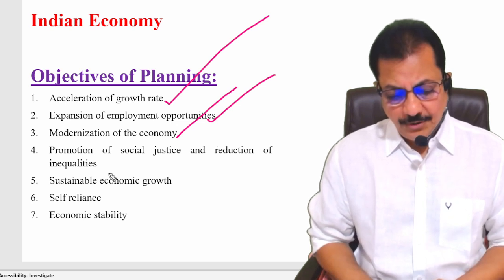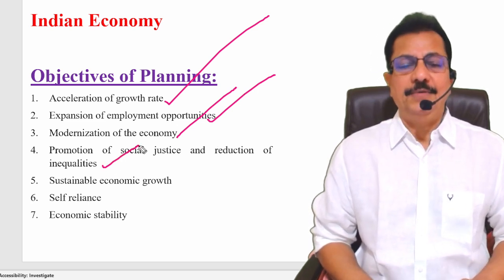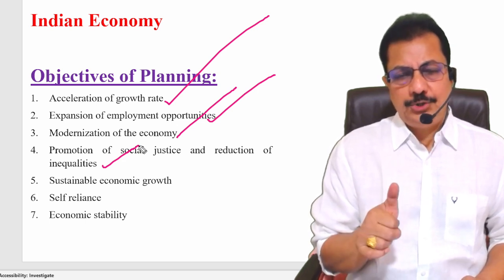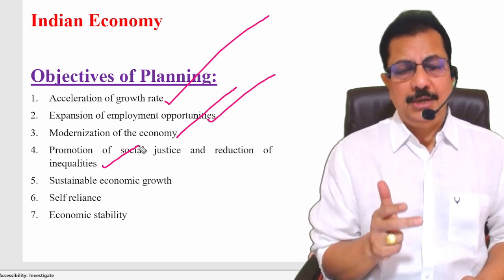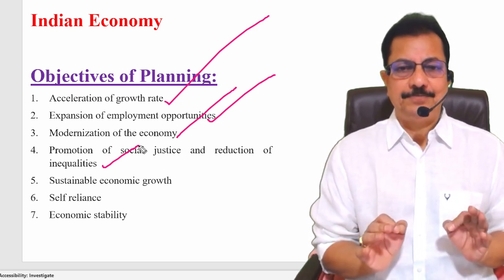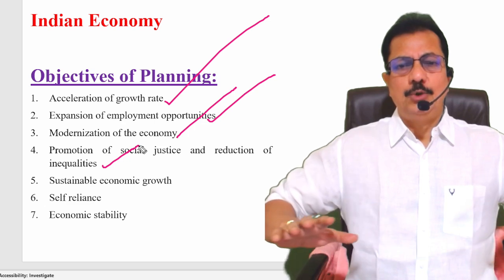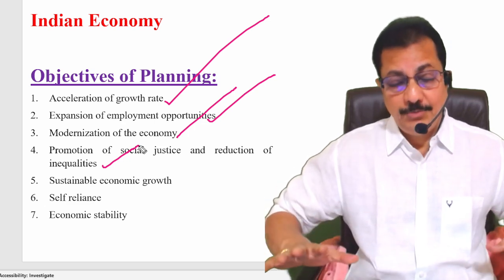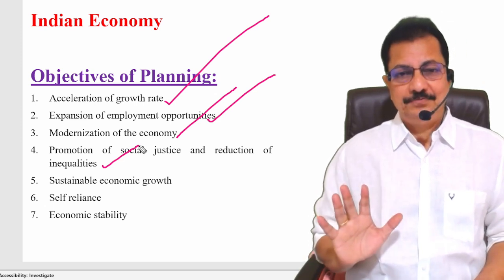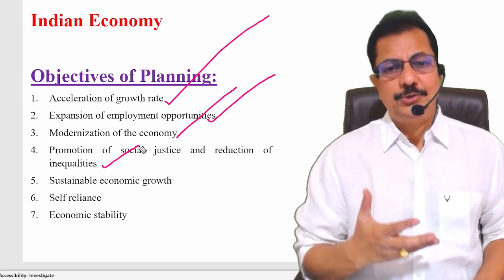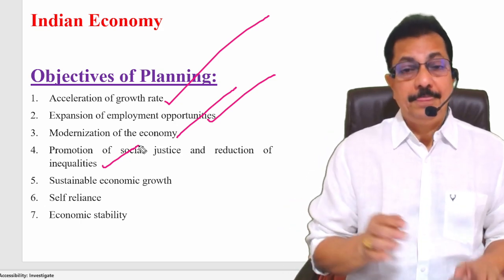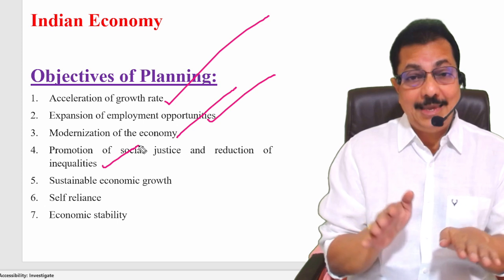Next, promotion of social justice and reduction of inequalities. The ultimate aim is equality: social equality, economic equality, political equality. Highest priority has been given to social justice. Everybody should be treated equally. That is possible only when everybody is provided with equal opportunities. Once you have the opportunities, you have the capacity to earn. Once the people have started earning, that will lead to the reduction of the gap.